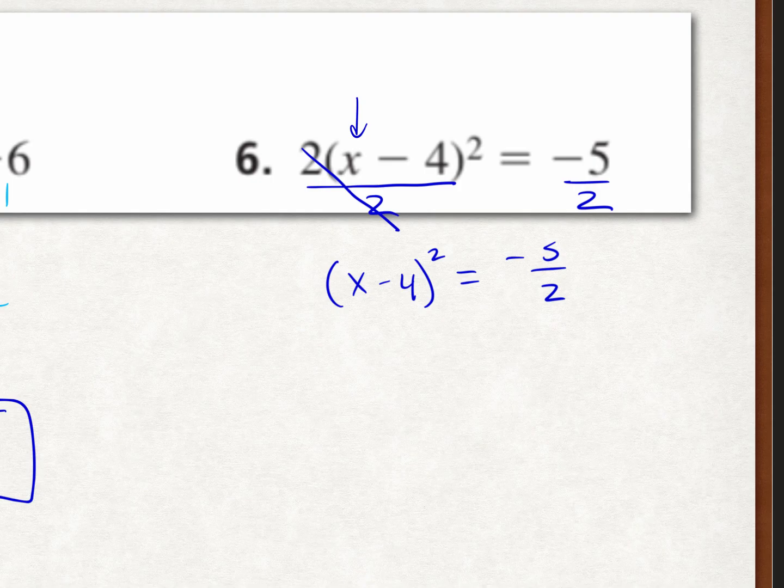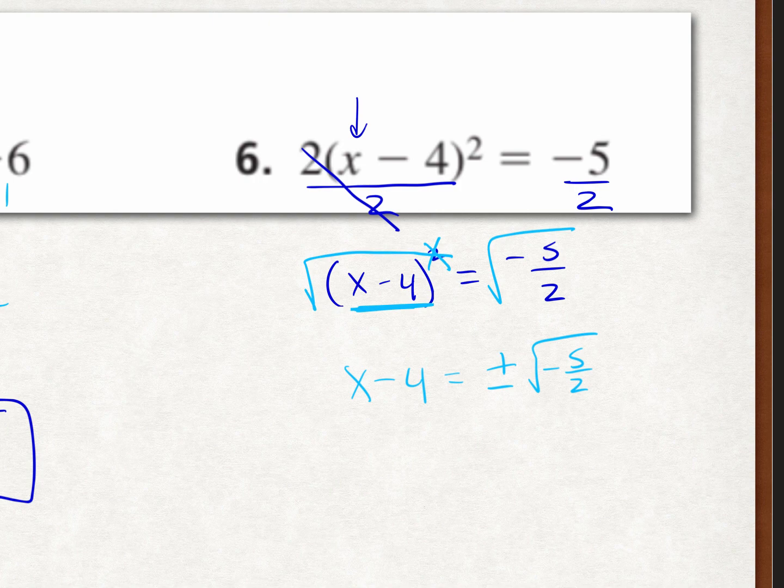Now before I touch anything inside these parentheses, I have to get rid of the squared first. So to get rid of the squared, I need to square root both sides, because the square root will cancel out with the squared. So on the left side, I have x minus 4. On the right, we still need that plus or minus square root negative 5 over 2.